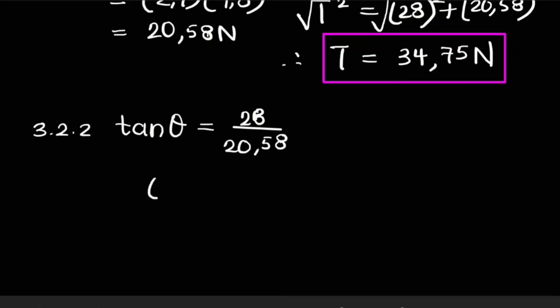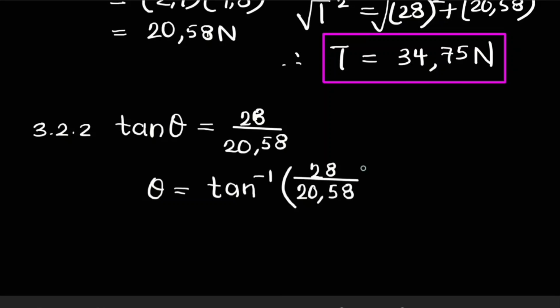We know that if we're trying to solve for theta and we take tan over to the right hand side, it becomes tan to the minus 1. And whatever fraction you have on the right, that goes in the bracket. Okay, let's calculate and see what we get. So we get 53.68 degrees. That is the value of theta.